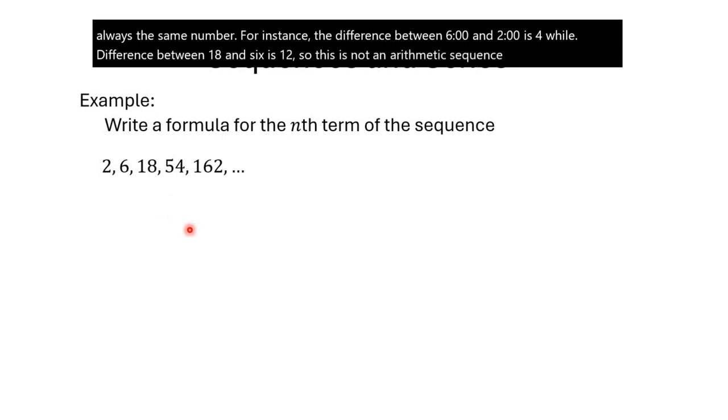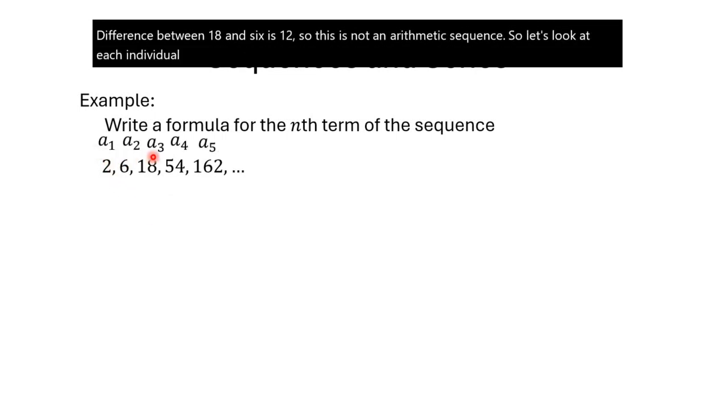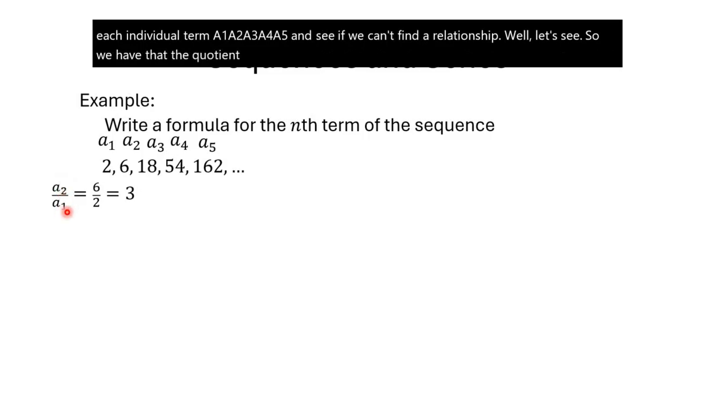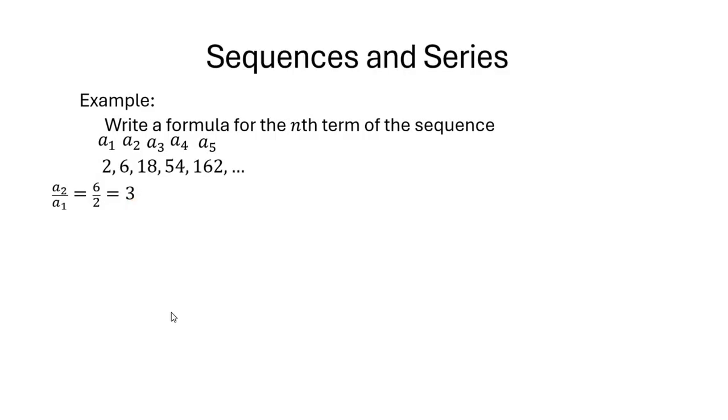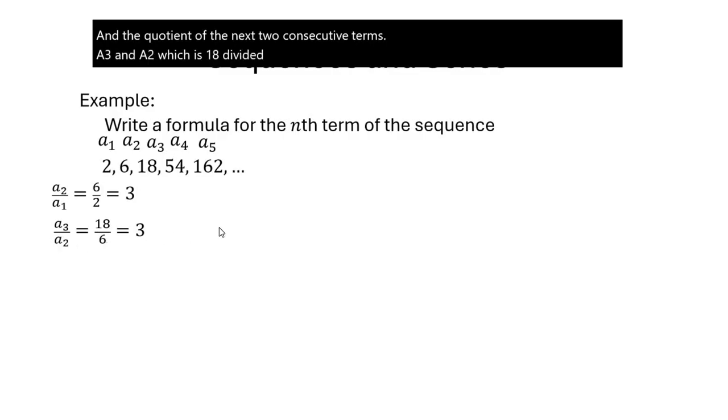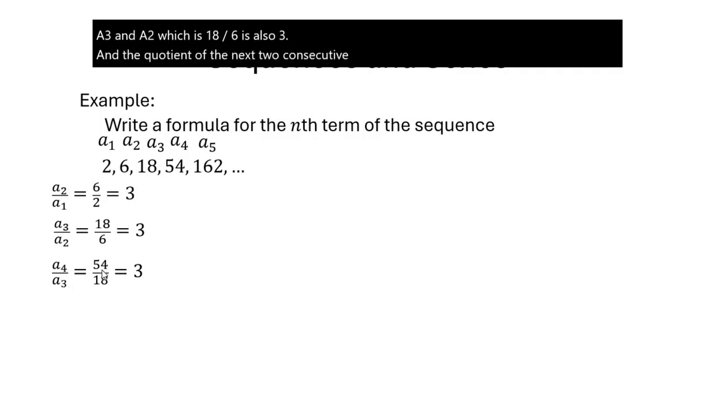Let's look at each individual term, a1, a2, a3, a4, a5, and see if we can't find a relationship. We have that the quotient of a2 to a1, a2 divided by a1, 6 over 2 is equal to 3. And the quotient of the next two consecutive terms, a3 and a2, which is 18 divided by 6, is also 3. And the quotient of the next two consecutive terms, a4 and a3, 54 divided by 18, is also 3.